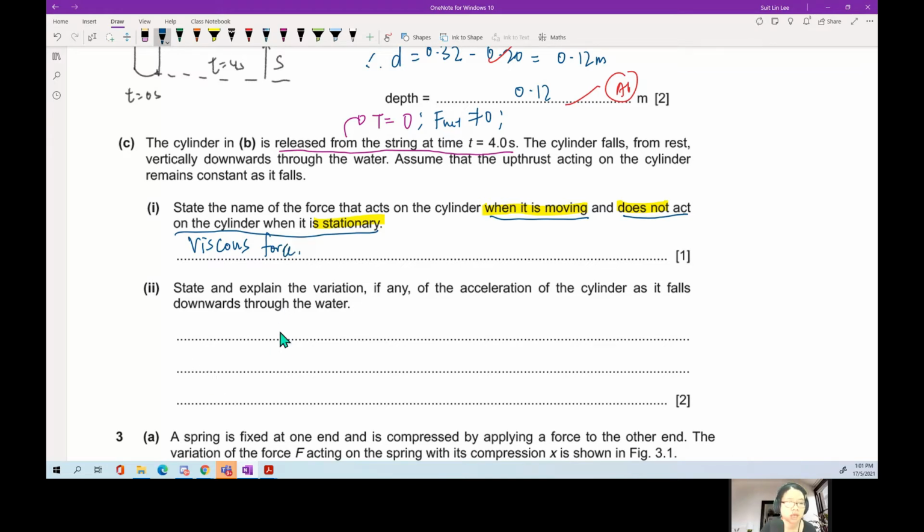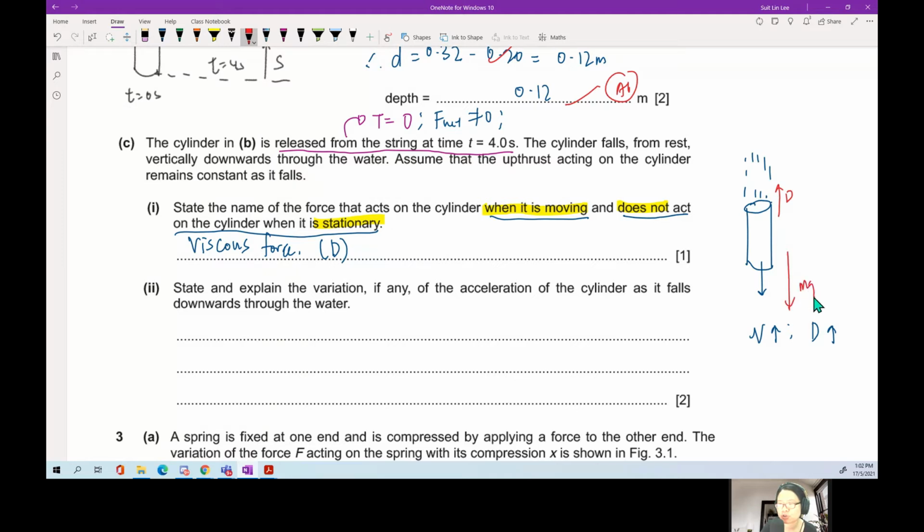Okay. State and explain the variation, if any, on the acceleration of the cylinder. Oh, this is our famous non-uniform motion question. Okay, so when this one is falling, velocity increases. So say it's falling down here, V increases. So viscous force, I'm just going to call this D. It's our good old drag force. Drag force increases. So drag force will be acting in this direction.